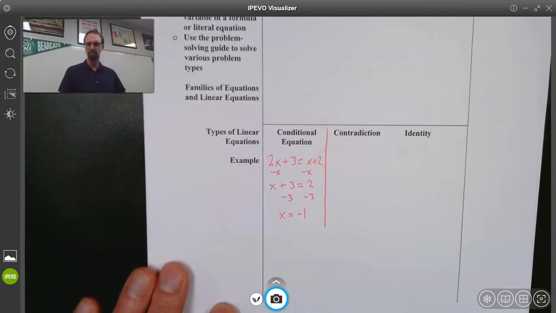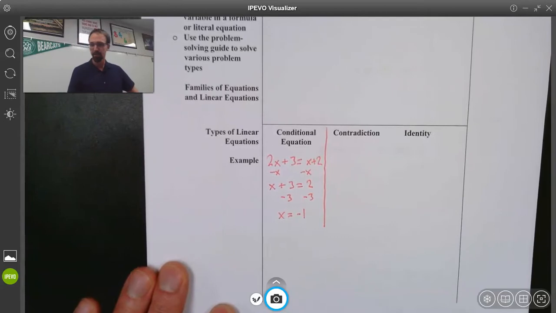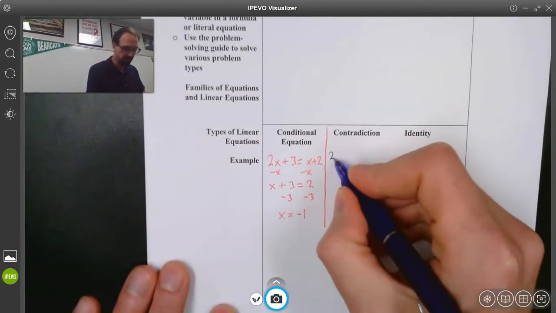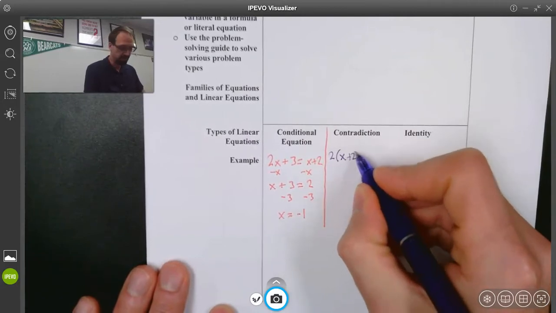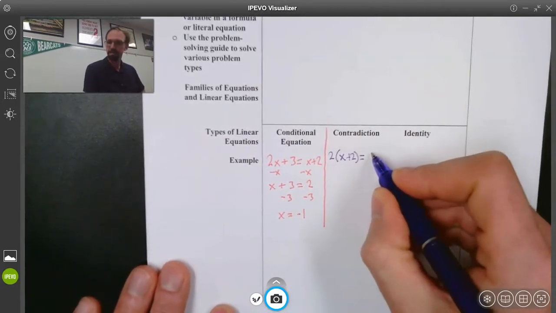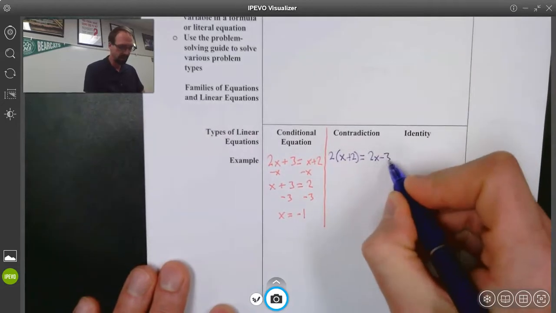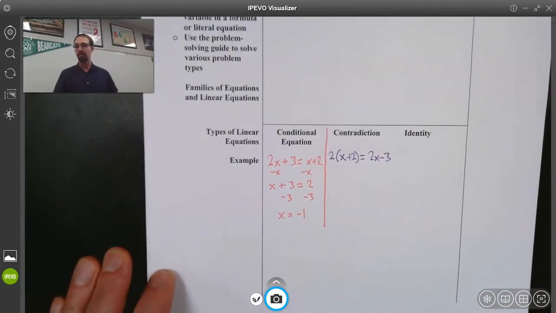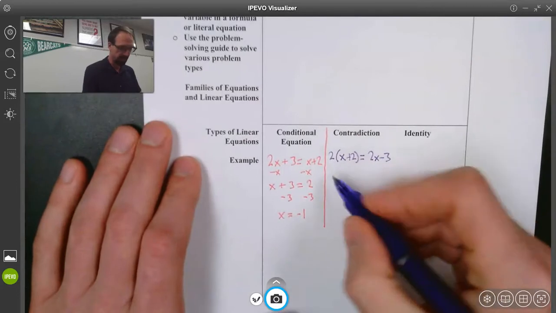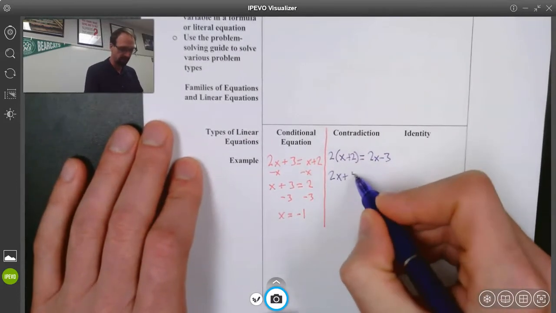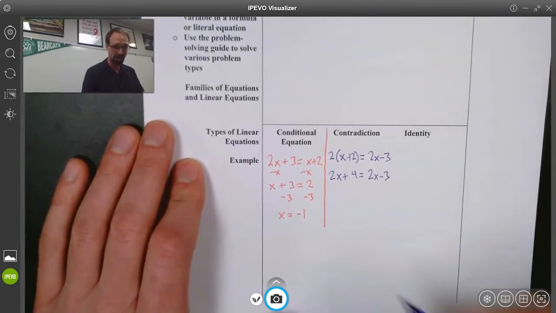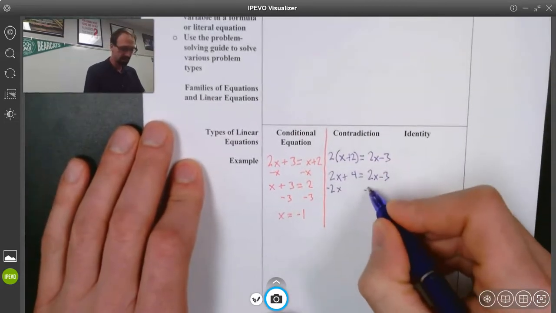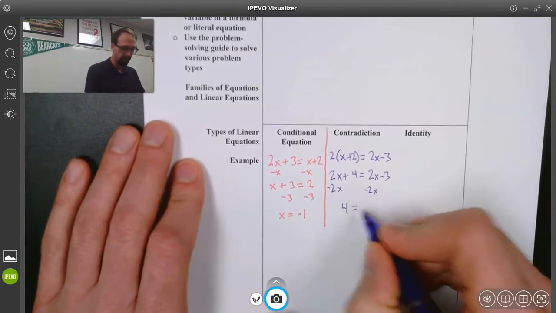A contradiction is when we have something and it produces what's called a contradiction. An example of this is if I have 2 times (x plus 2) is equal to 2x minus 3. If we simplify by distributing, getting 2x plus 4 equal to 2x minus 3, subtracting 2x off both sides, we're left with 4 equaling -3.